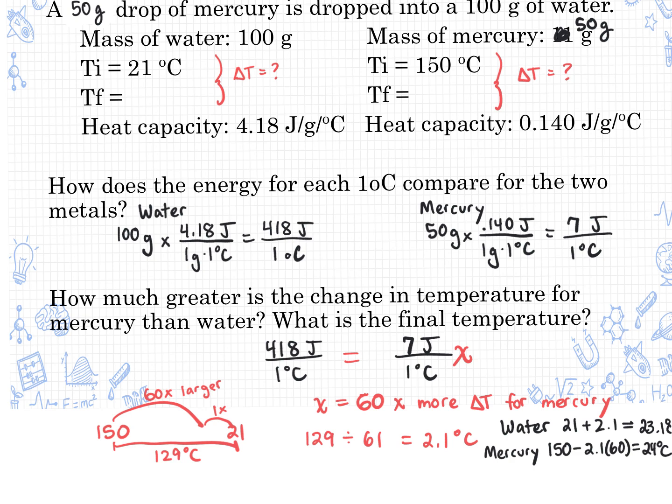So we've got a much bigger temperature change for mercury because it has a much smaller heat capacity than water, which is a realization that we came to at the beginning of the year.